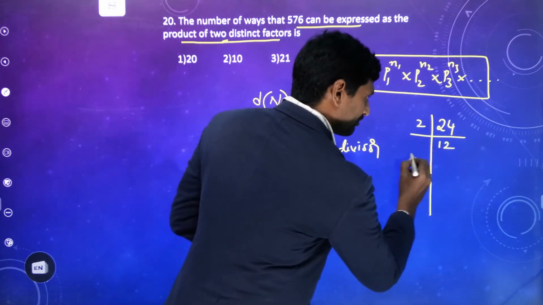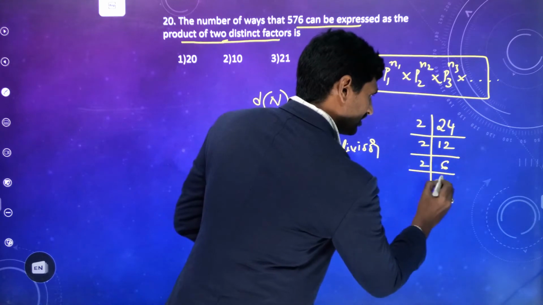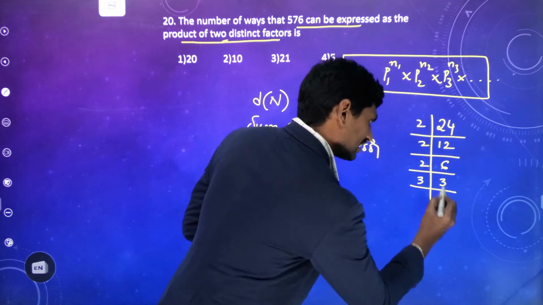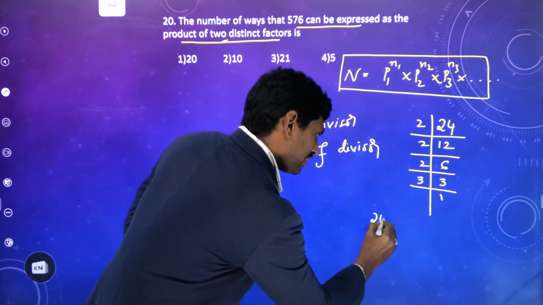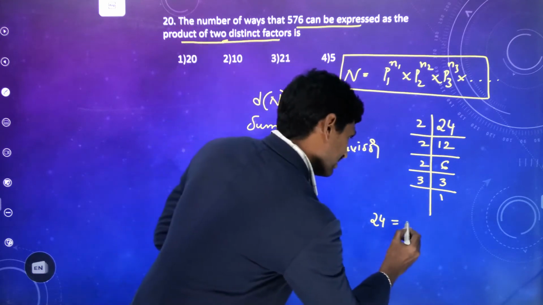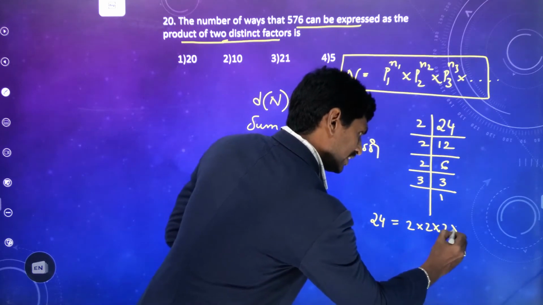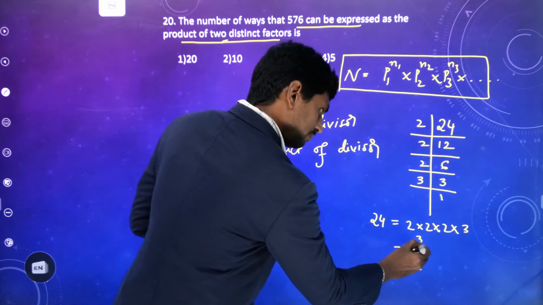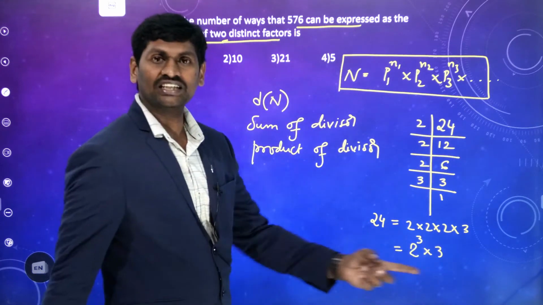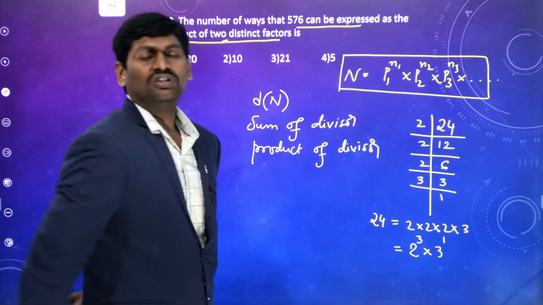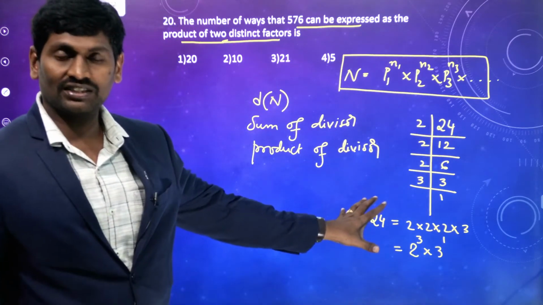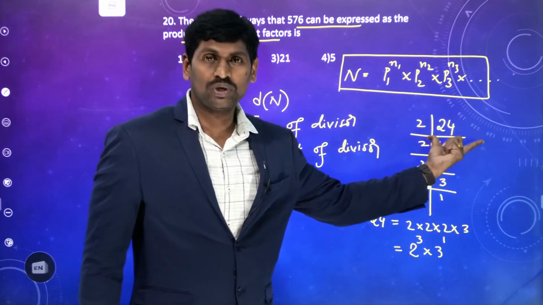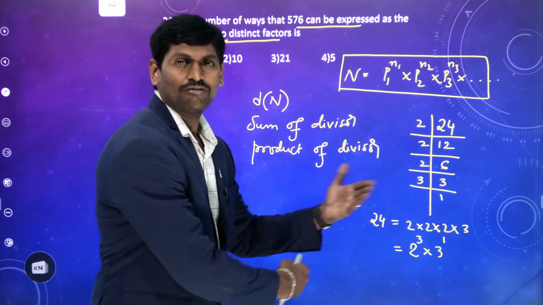2 table: 2 12s are 24, 2 6s are 12, 2 3s are 6, and 3 1s are 3. So the composite number 24 can be expressed as 2 into 2 into 2 into 3. 2 into 2 into 2 is nothing but 2 cube. Only one 3 is present here, nothing but 3 power 1. Have you got my point? I am just taking the prime factors of 24, expressing 24 as a product of primes.